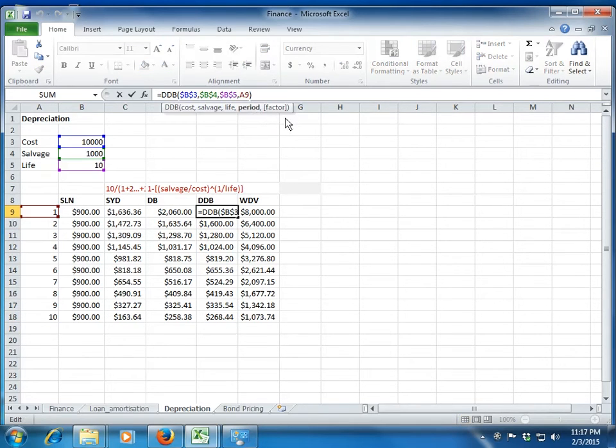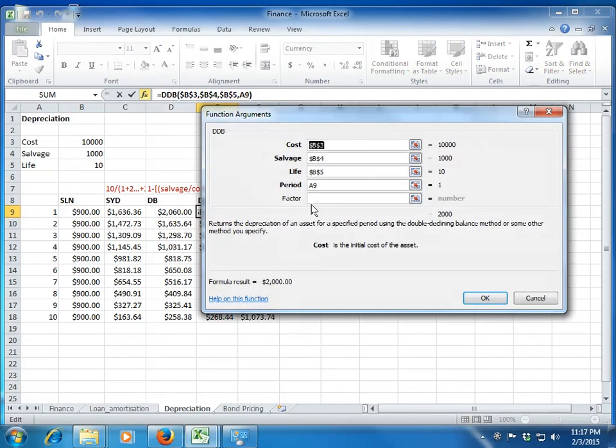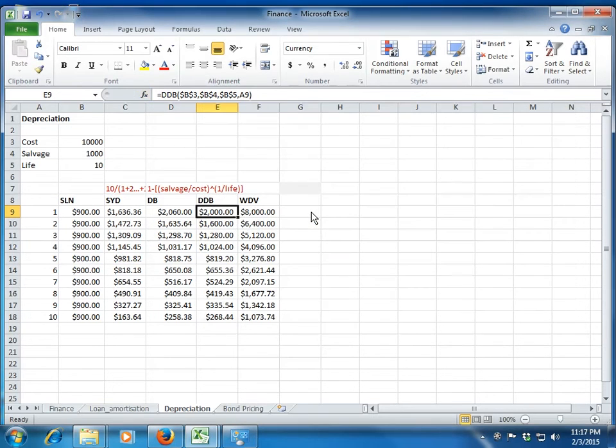it has one more argument called factor. Factor, by default, takes 2, but if I make it 3, you will see that the double declining method will now become a triple declining method, more or less, right? So instead of taking 10%, it will now take 30%. By default it's always 2, right? So that's the last thing you can use in the double declining balance formula.